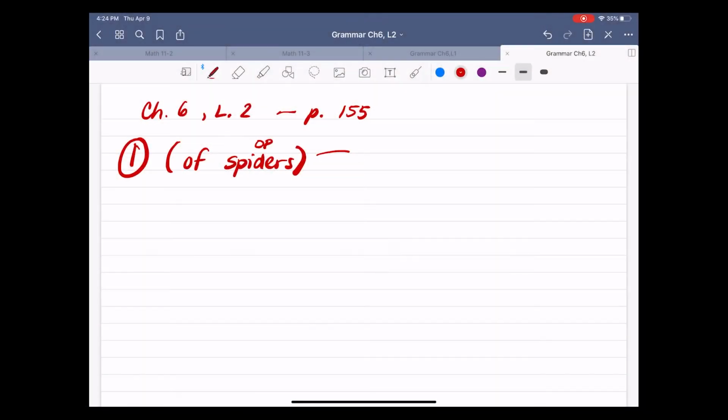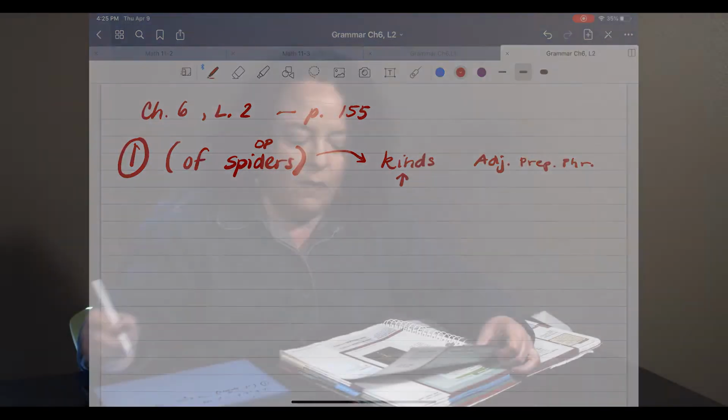All right, nearly 36,000 known kinds of spiders inhabit the earth. Of spiders is telling us about kinds. Now I ask you, what's kinds? That's a noun. So, of spiders is an adjective phrase. Adjective prepositional phrase. Okay? All right. Number 2.